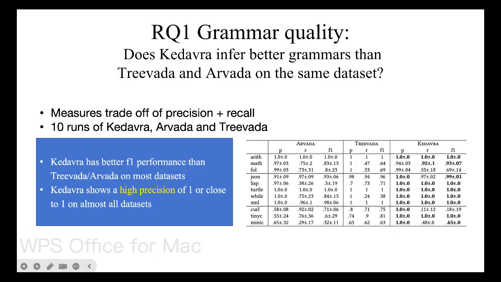The first question is: does Kadawa infer better grammars than Arvada and TreeVada on the same datasets? Through experiments, we found that Kadawa has a better F1 performance than TreeVada and Arvada on most datasets. The F1 score measures the trade-off between precision and recall, and Kadawa shows a high precision of 1 or close to 1 on almost all datasets.